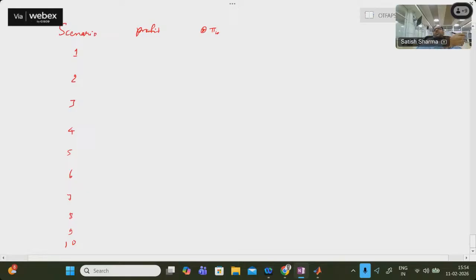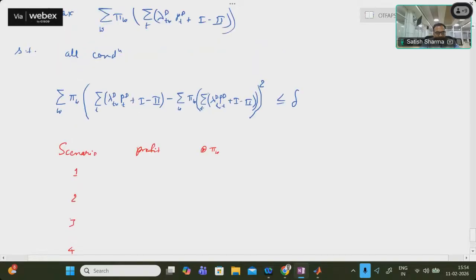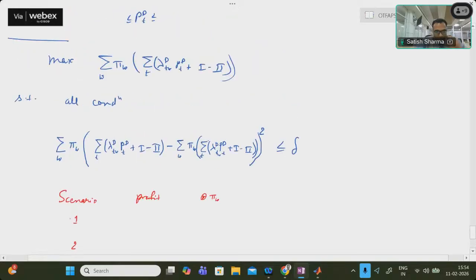Monte Carlo simulation is very simple. Okay, what it does is it evaluates all the possible scenarios and tries to solve the problem. So okay, what is Monte Carlo simulation? Let's say this is the formulation and this is the risk constraint.